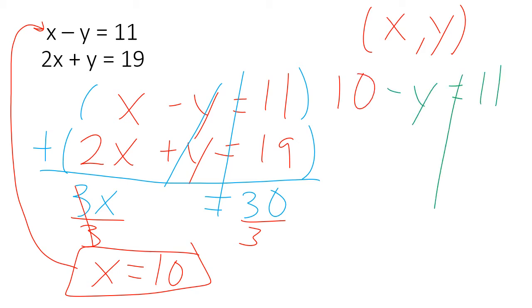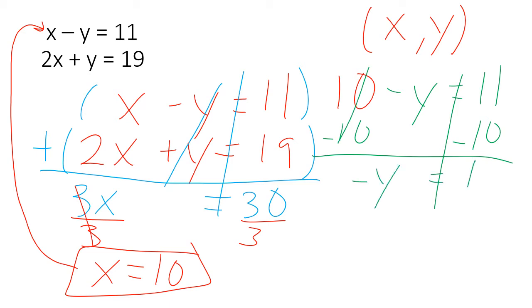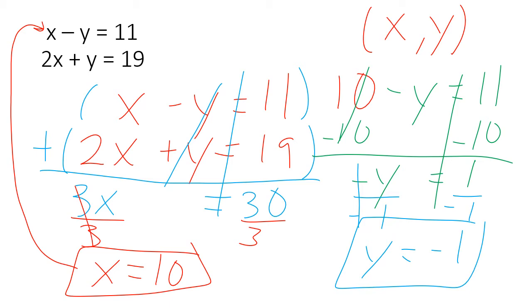So I'm just going to go ahead and subtract 10 from both sides here. Subtract 10 from both sides. I have negative y is equal to 11 minus 10 is 1. And I can't leave my y as a negative, so I'm going to go ahead and divide by negative 1 on both sides. And we now know that y is equal to negative 1. So y is negative 1, x is 10.